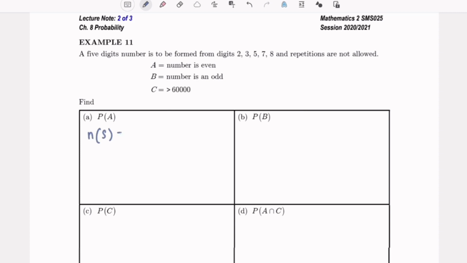Okay. So you have 5 digits to choose from. The first number, you have 5 options, and then you'll be left with 4 digits, and then 3, 2, 1. So NS is equal to 5 times 4 times 3 times 2 times 1. That is equal to 120. And then NA.